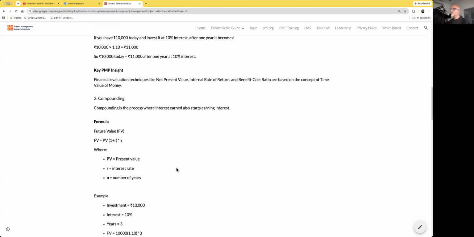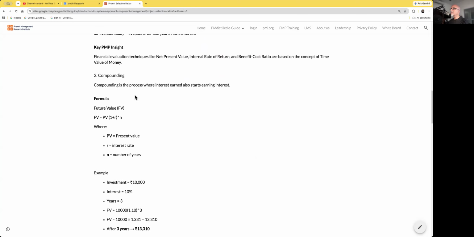Then compounding. Compounding is the process where interest earned also starts earning interest. Formula: F is the future value I'm going to get. So future value is equal to present value into (1 plus r) to the power of n. Present value is the money I'm investing today, r is the rate of interest, and n is the number of years we are going to invest.